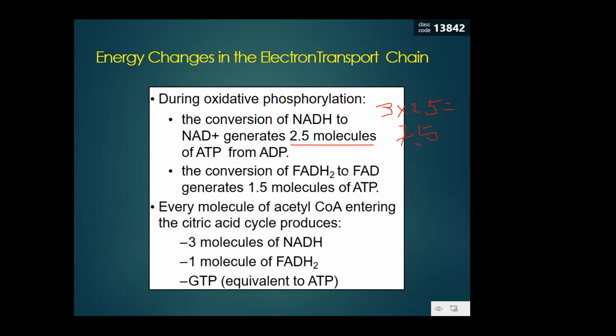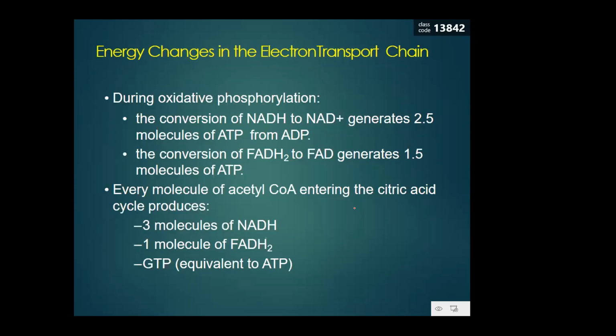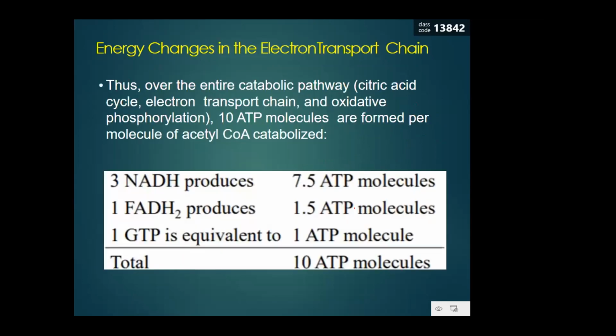Okay? Ng ATP. So dito sa FADH2, magpo-produce ka ng 1.5. Yung GTP natin na na-produce kanina sa citric acid cycle, yan ay 1 ATP. So pag tinotal mo yan, that is 10. Okay? 10 ATP molecules doon sa citric acid cycle natin. Meron kang 10 ATP molecules na na-form.